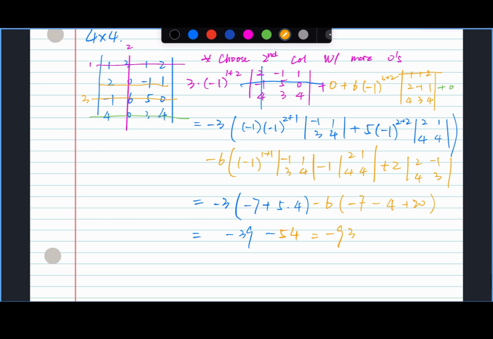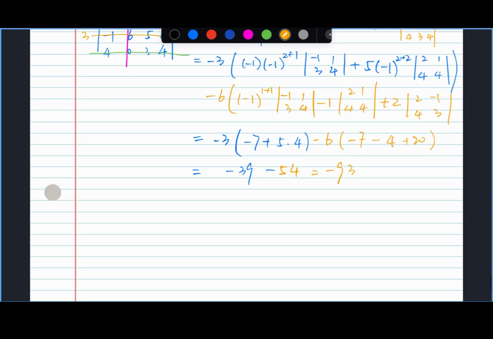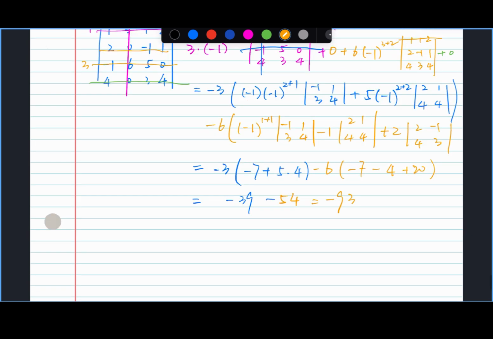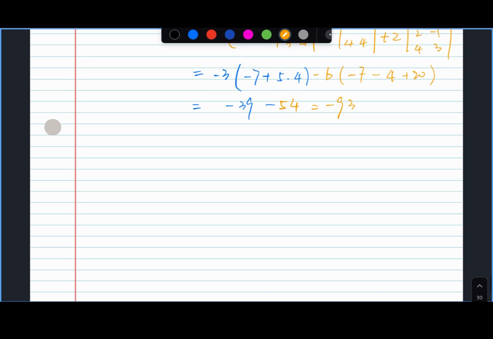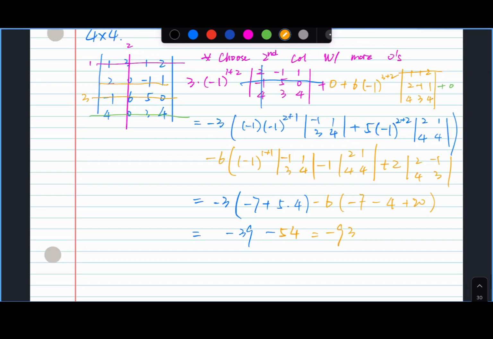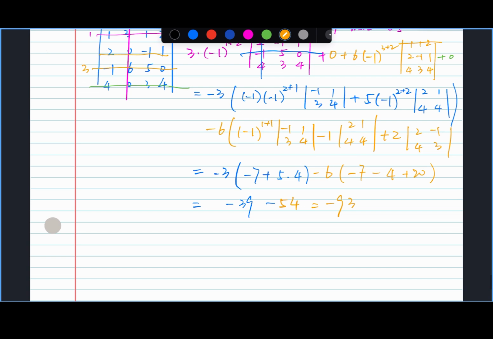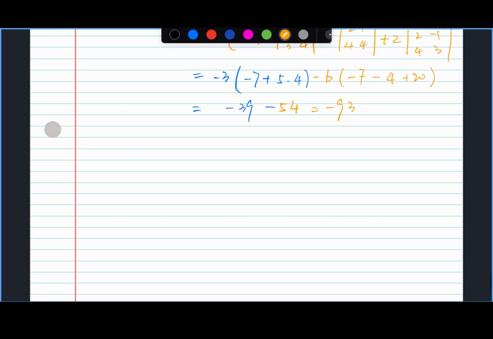Okay. Great. So this is how to calculate the determinant of a 4x4 matrix. And we've said that this method can actually help us to find the inverse of a matrix. So let's introduce the theorem. Let's say A is an invertible matrix.